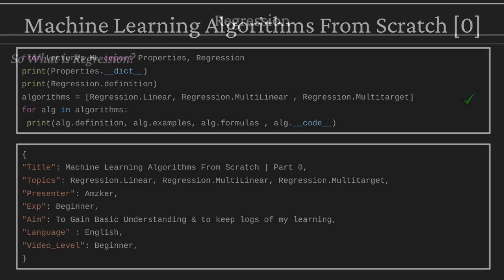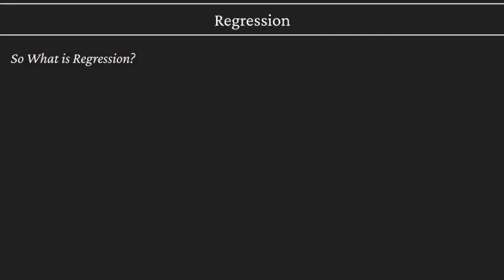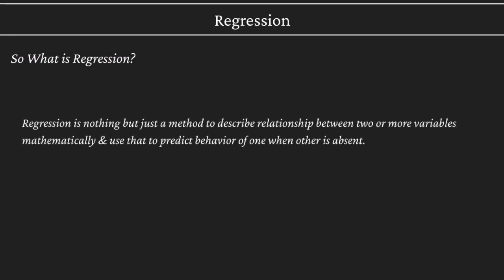Let's get started. So what is regression, right? Right now, I want you to think of it as a method to describe a relationship between two or more variables mathematically and use that to predict the behavior of one when the other is absent. This is a very generalized definition. I tried to summarize it a lot. It will make sense as we move on.